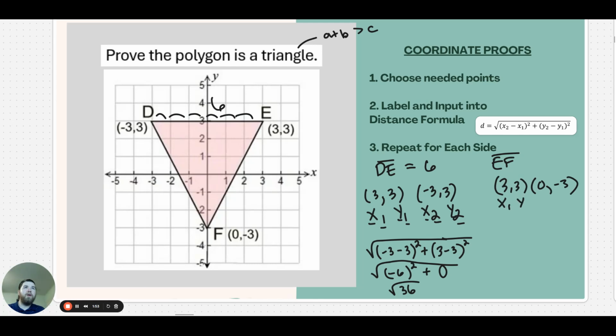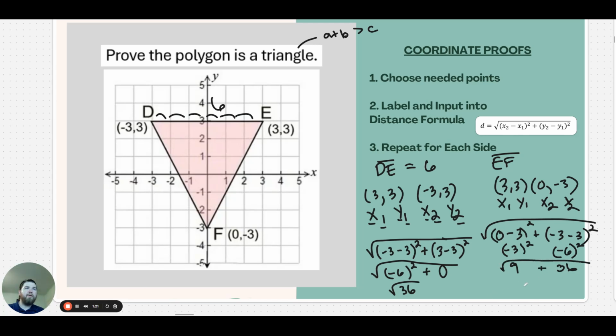So I'm going to label my points. Oops, that's y2. And now I'm going to plug my numbers in. So 0 minus 3 squared plus y2 is -3 minus y1 is 3. So 0 minus 3 is just -3 squared, which comes out to be 9. And then -3 minus 3 is -6. Well, (-6) squared is 36. And so I get 9 plus 36, which comes out to be the square root of 45. When we plug that into our calculator, it comes out to be about 8.7. So this side is 8.7 right here.